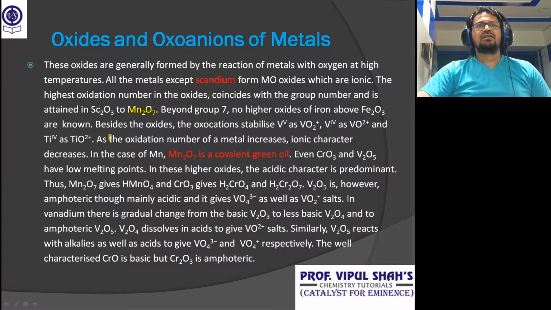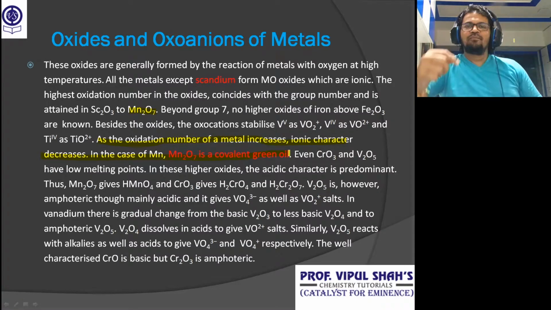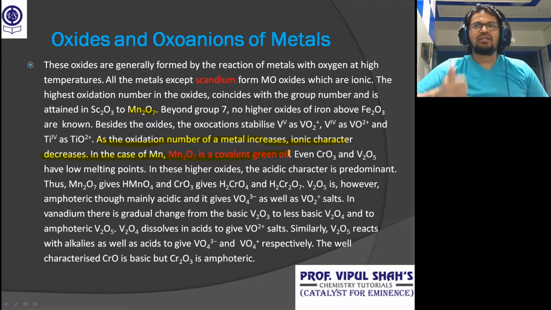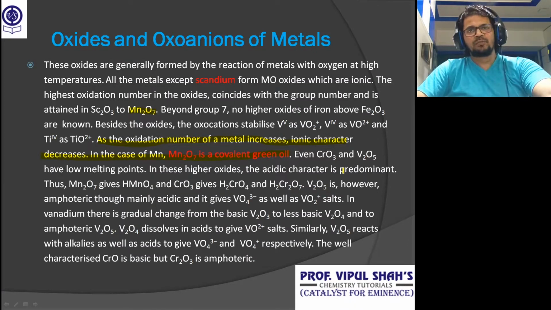Then, look at this part carefully: as the oxidation number of the metal increases, ionic character decreases, and Mn2O7 is a covalent green oil. So what I was saying is, in lower oxidation states of the oxides, these compounds are ionic in nature and basic. In higher oxidation states, the compounds are covalent in nature and the oxides are acidic. Okay, that's one. Now, more to add: in higher oxides, the acidic character is predominant.